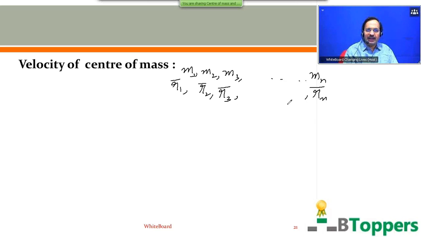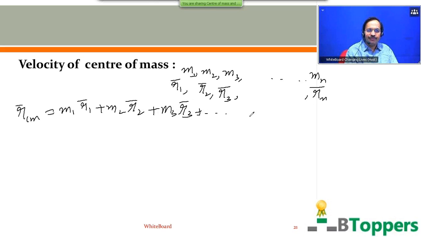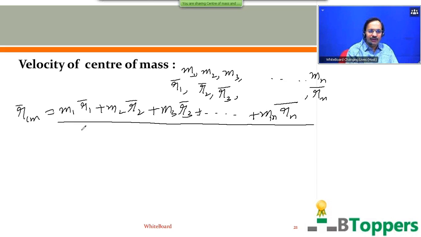Then the center of mass of the system of n particles is defined as a geometrical point whose position vector with respect to the same origin O is given by R_CM bar equal to m1 r1 bar plus m2 r2 bar plus m3 r3 bar, etc. up to mn rn bar, divided by the sum of the masses of all the n particles of the system.